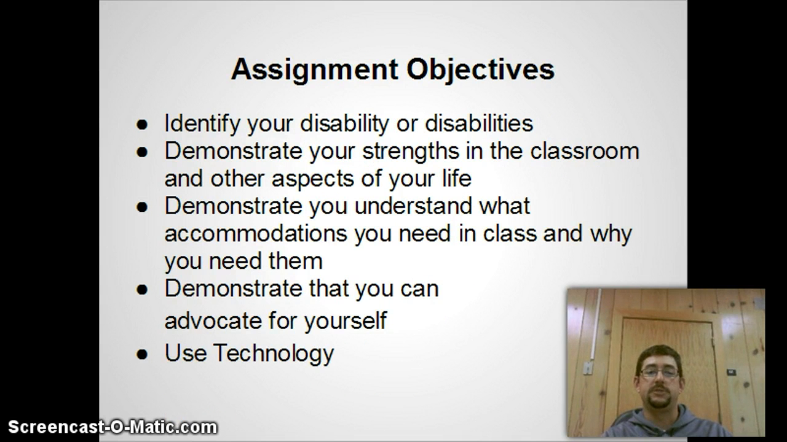The objectives for this assignment: you need to be able to identify your disability or disabilities, demonstrate your strengths in the classroom and other aspects of your life, demonstrate that you understand what accommodations you need in class and why you need them, demonstrate that you can advocate for yourself, and use technology to positively impact your life.